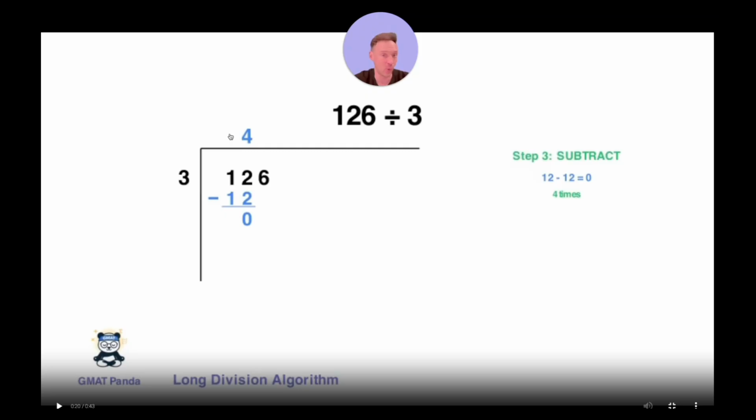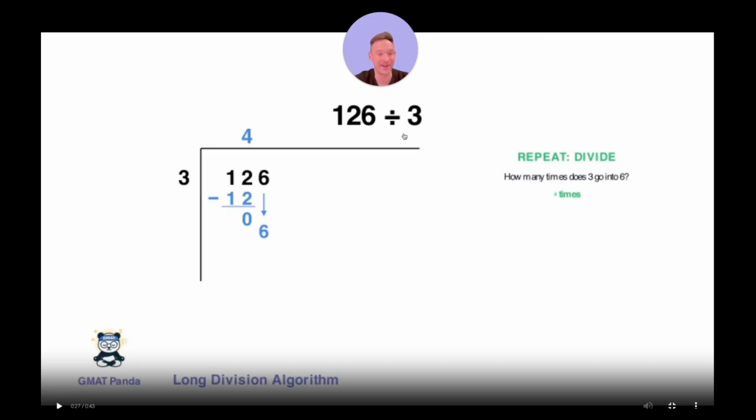We haven't put it above the 1 because that would have been a 0. That's the step we tried before. And now, this 4 goes 3 times into 12, so we put it above the 2. Now, the next step is to bring down the 6, and then we start again.